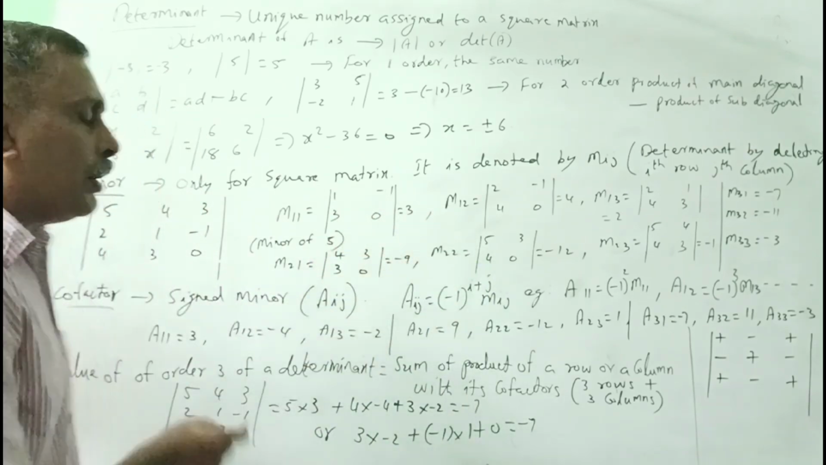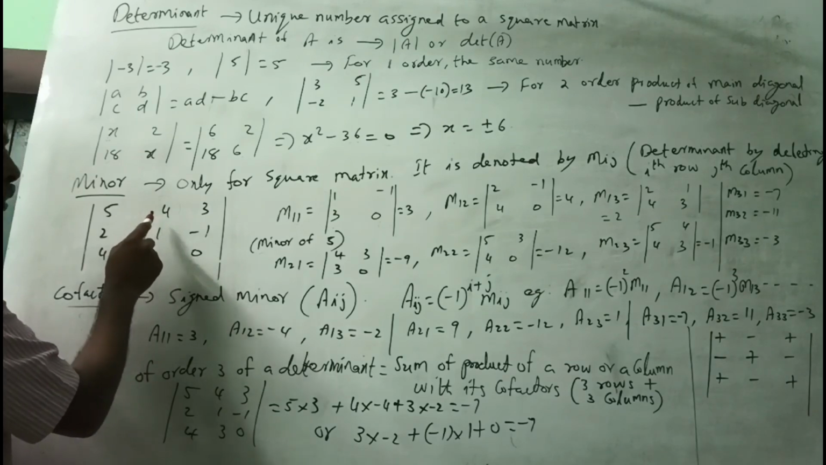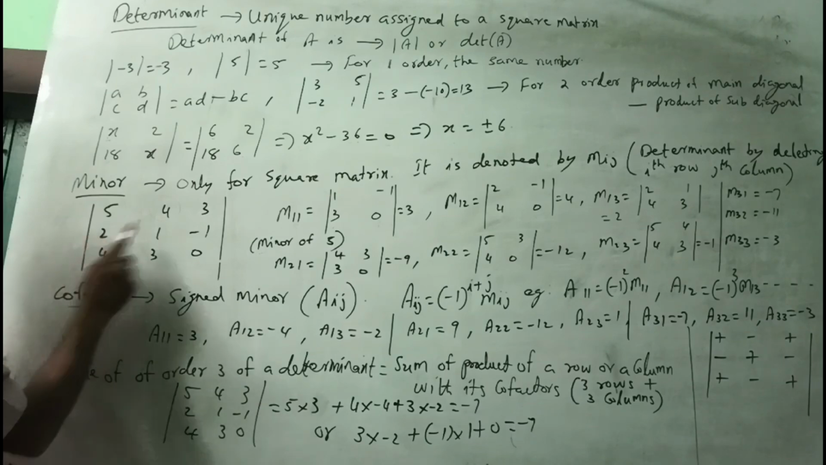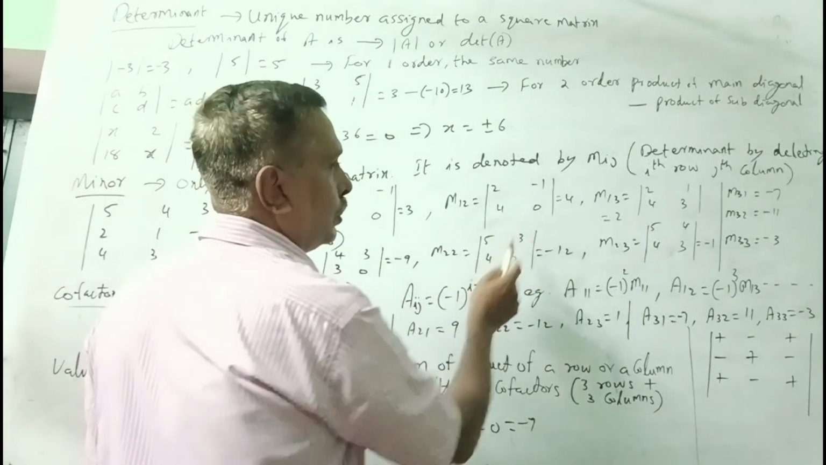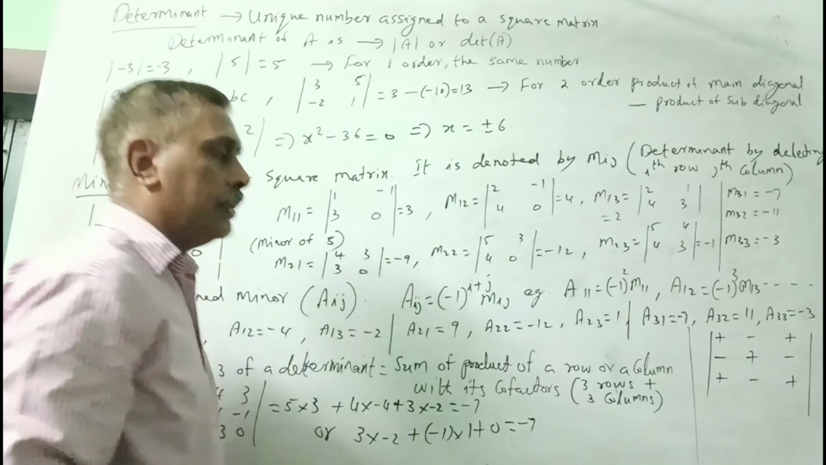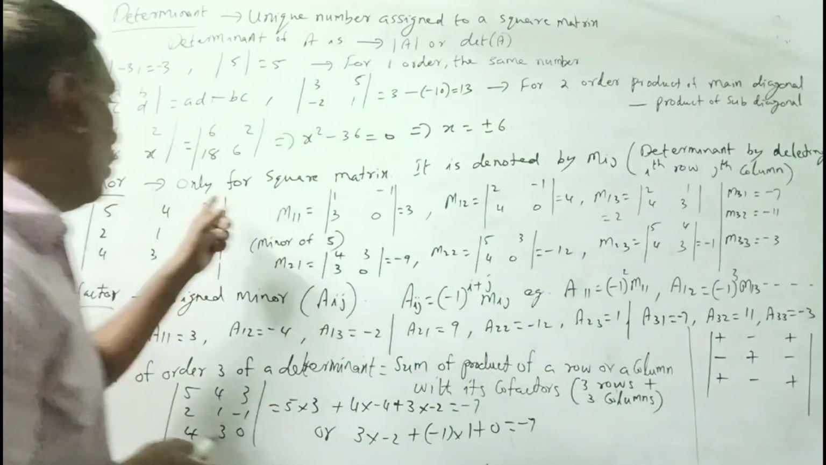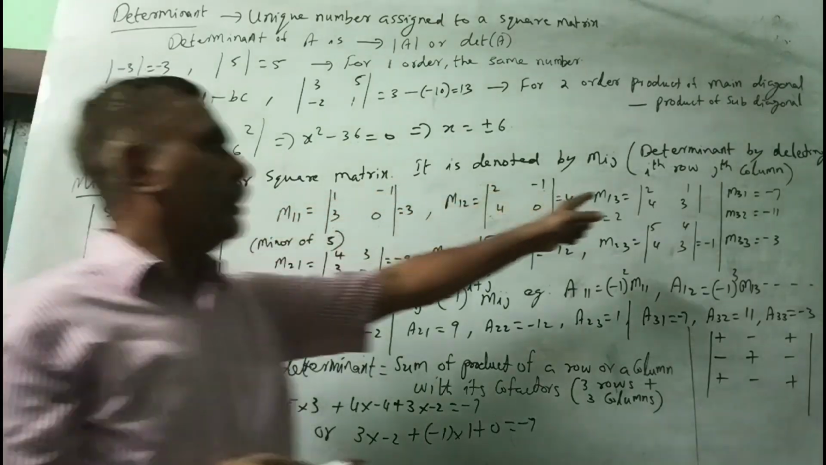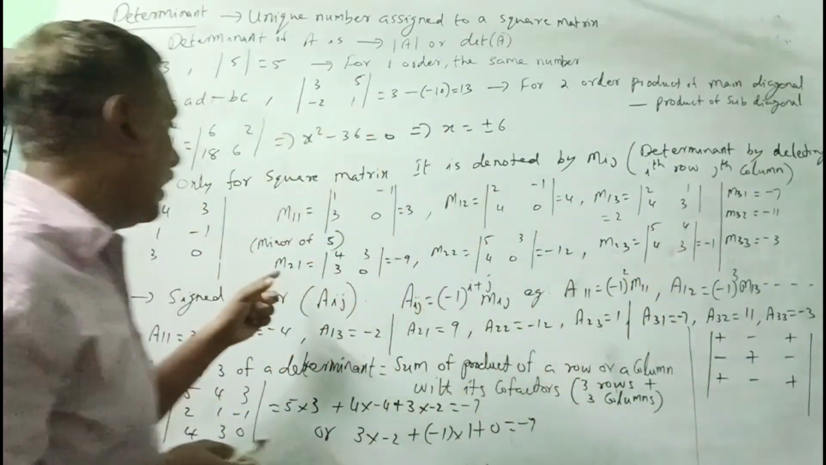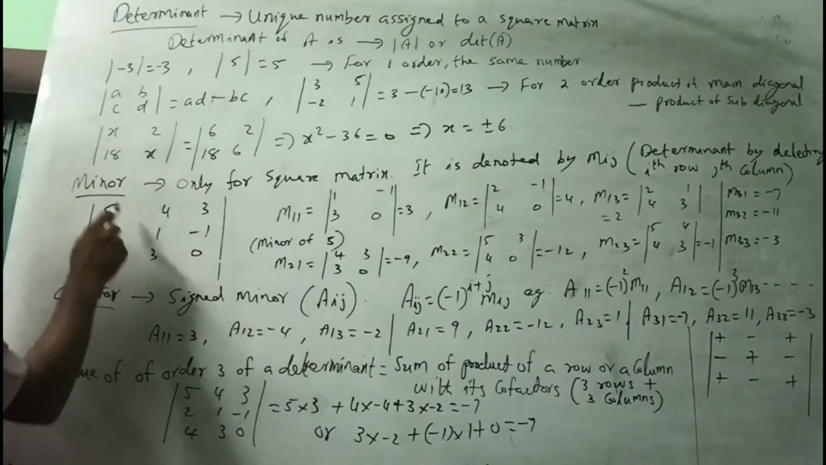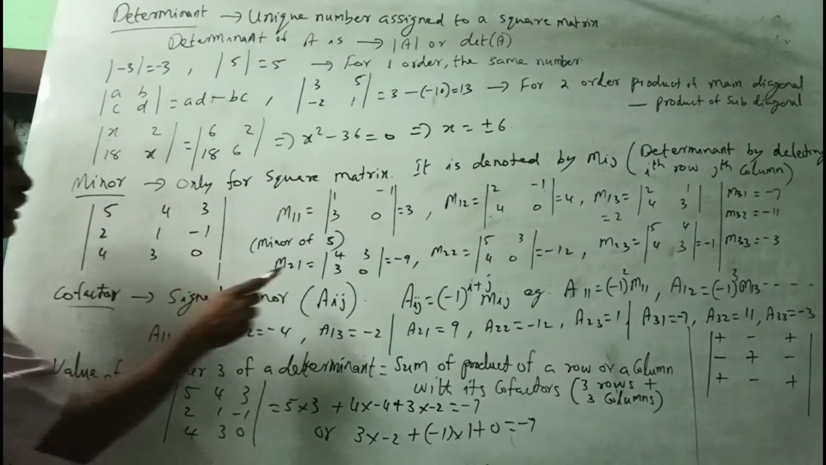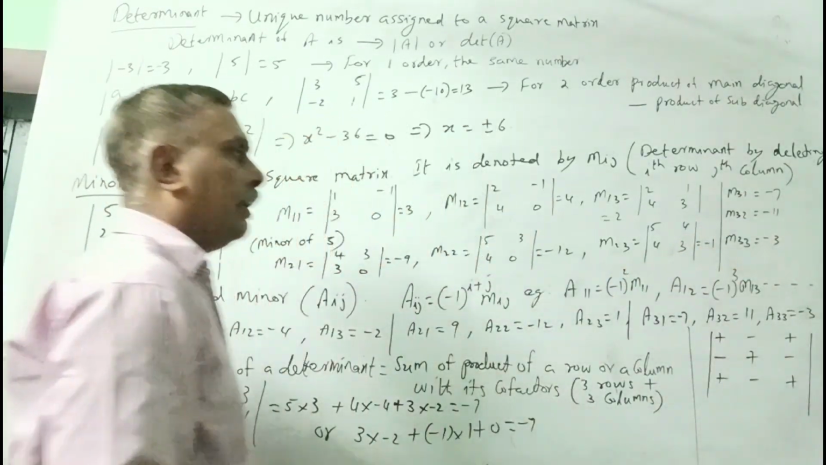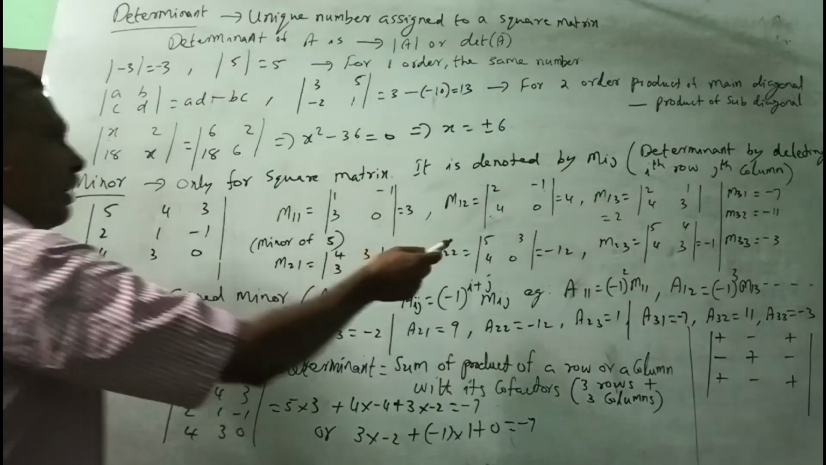Similarly, M12, minor of first row, second column, that is 4. So 4 has a row and a column, the first row and the second column. Remove them. Remaining elements are 2, minus 1, 4, 0. You calculate, the answer will come 4. Similarly, minor of first row, third column, this element. These 4 elements are left, 2, 1, 4, 3. That is written. So you will get 2. Similarly, second row, first element is written here. This you remove. You will get 4, 3, 3, 0. Like that, all values, and the rest I calculated here. M31, M32, etc. So all elements have a minor.